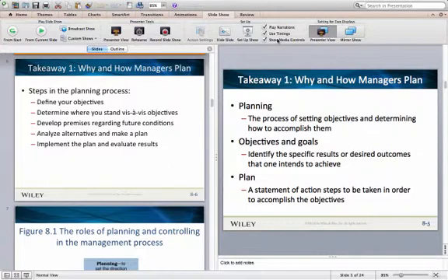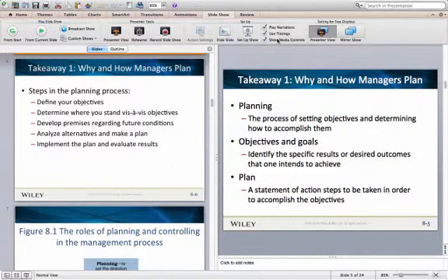The last step has to do with evaluating results: how will I know when I have achieved my goals, and how will I know if I am on the path to achieving my goals? Am I following my plan effectively?